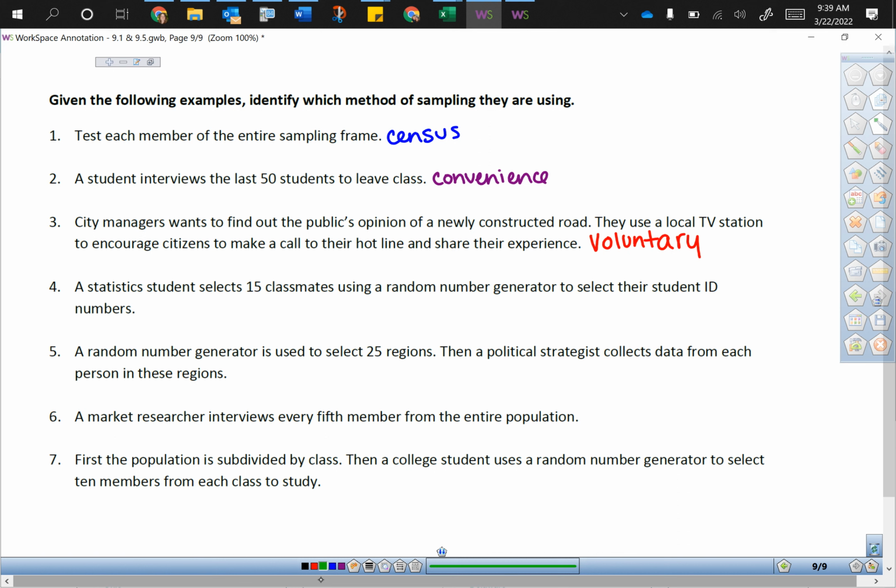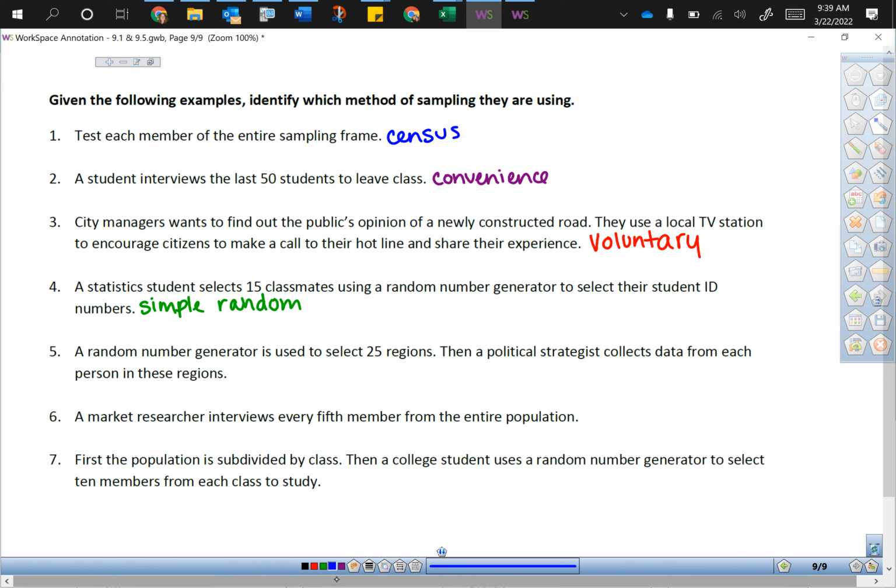Number four, a statistics student selects 15 classmates using a random number generator to select their student ID numbers. Simple random, very good. The reason that one is not stratified or cluster: it's not stratified because they're not saying they have to be in stats, they just said classmates, so it could be the entire school. And it's not cluster because they're not using the entire class.